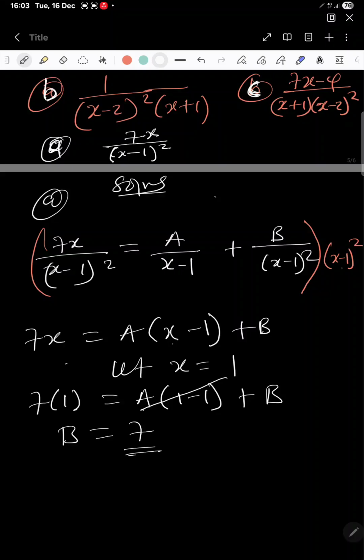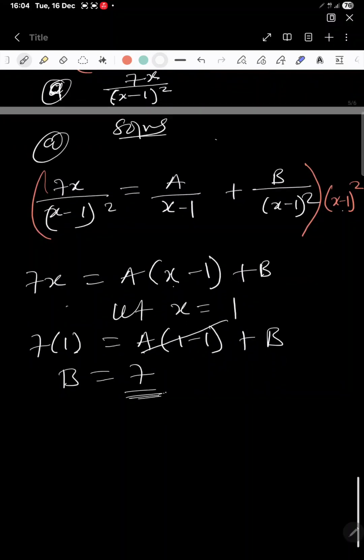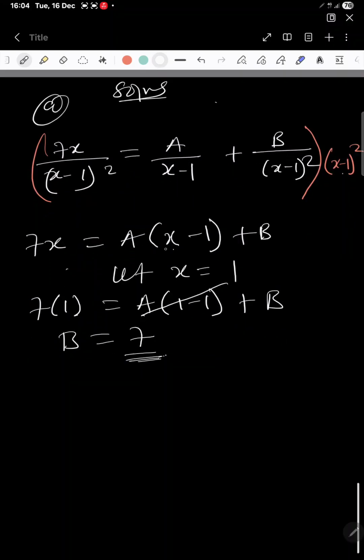So after I've gotten the value of b as 7, now we need to also cancel the part for b so that you get the value of a. It will be very hard because b here has no factor, maybe like x minus 1 or x plus 2 or something. So it will be very hard for you to cancel the part for b.